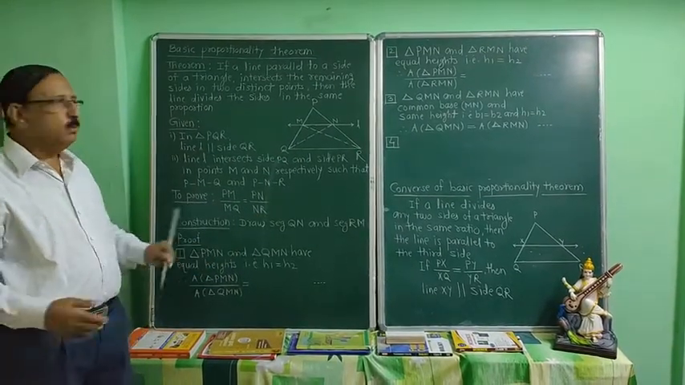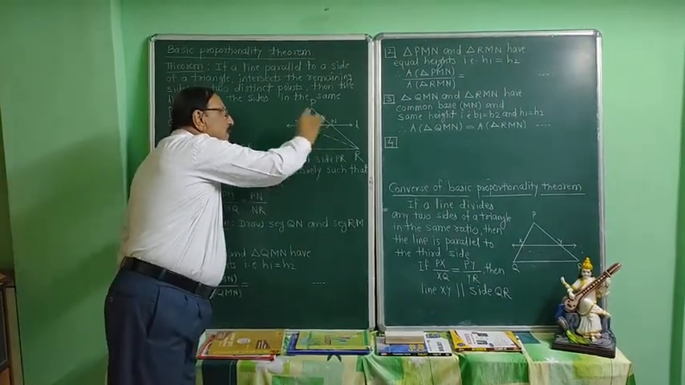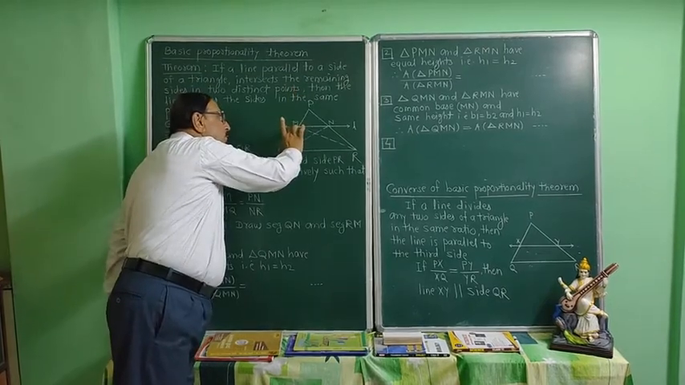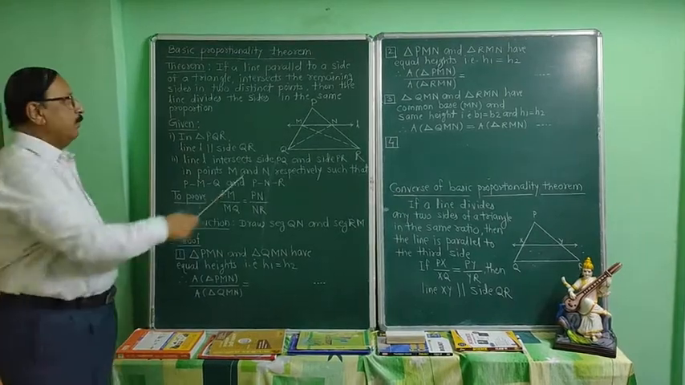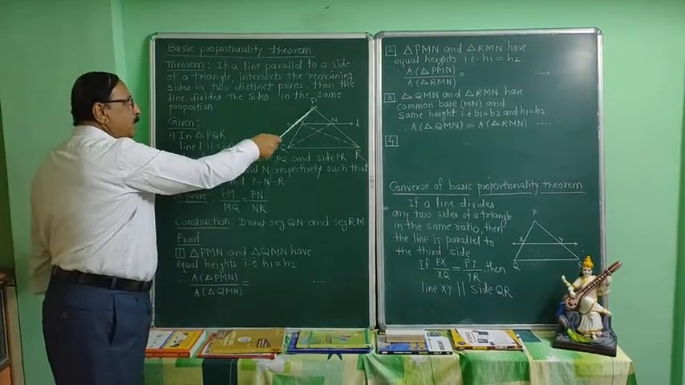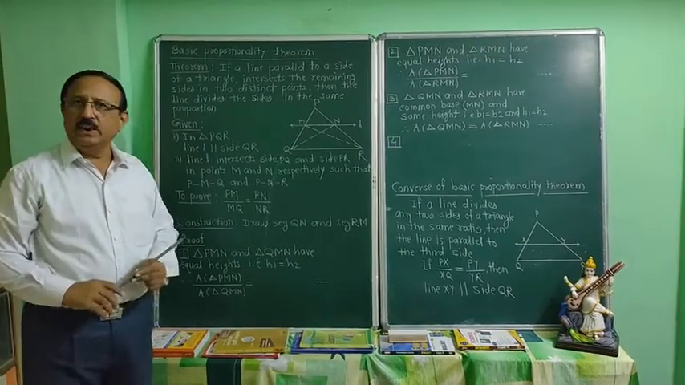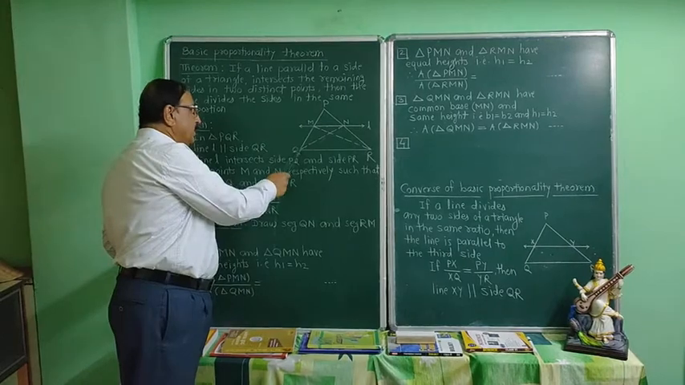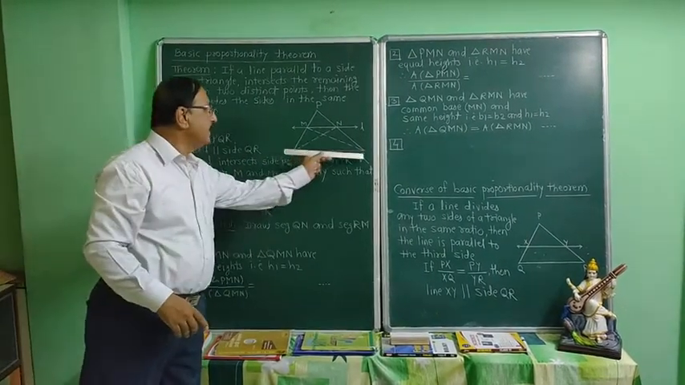Then what is to prove? This line divides these two sides in the same ratio. PM upon MQ is equal to PN upon NR. It is to prove. Then is there any construction? Yes. Construct seg QN and seg RM.